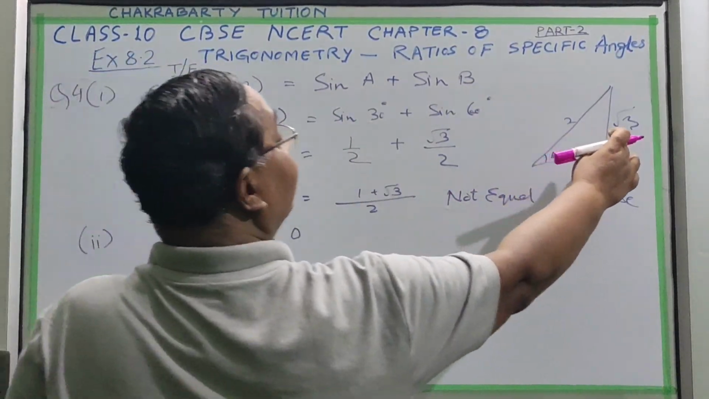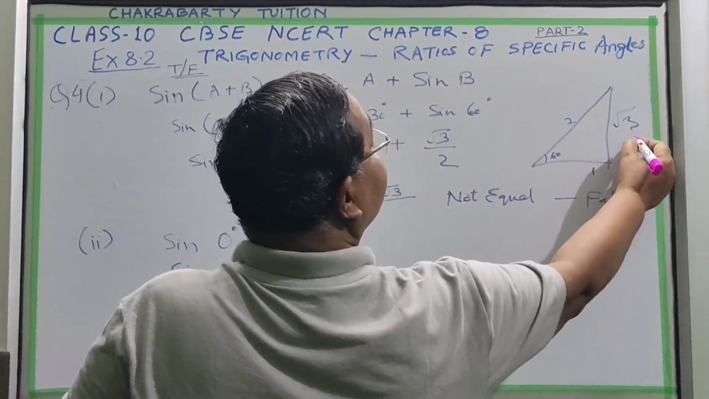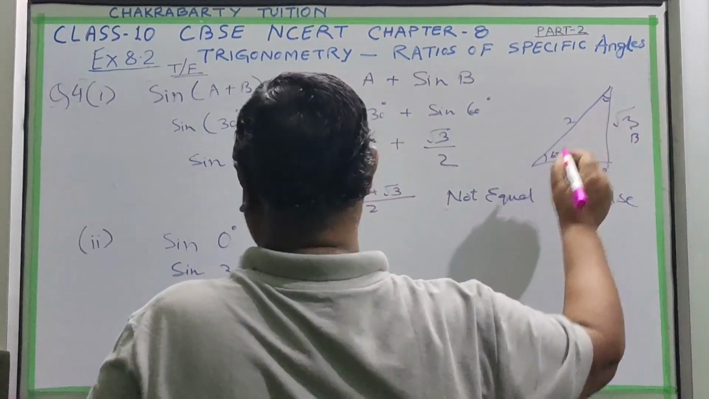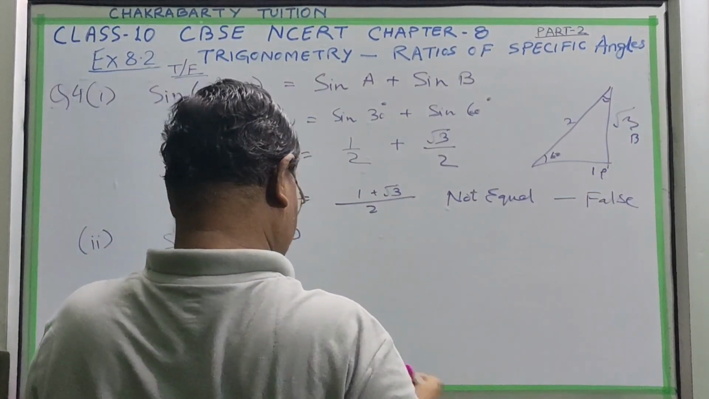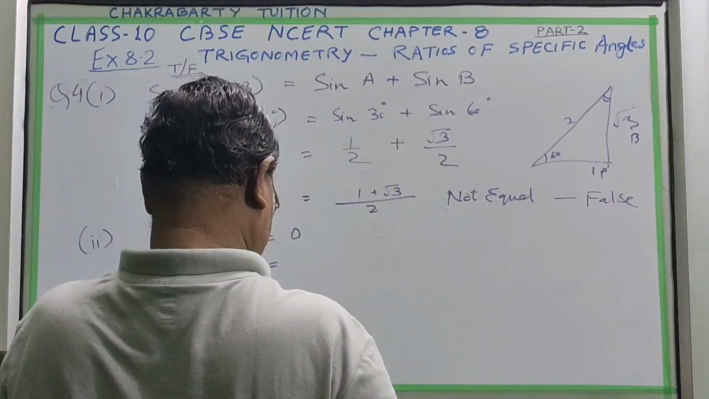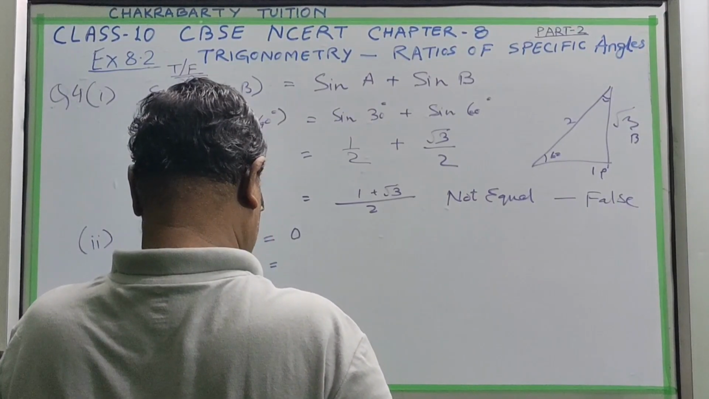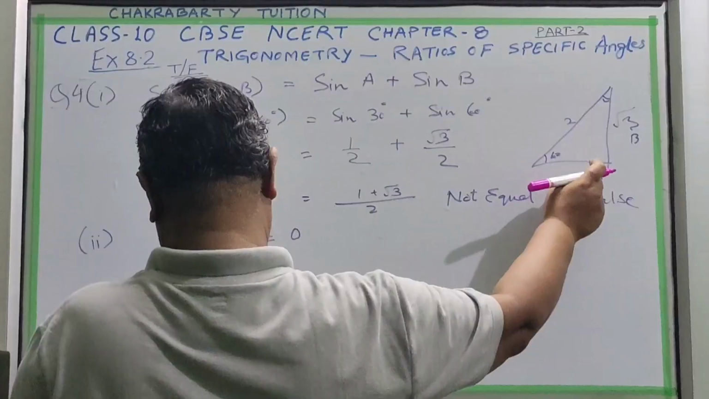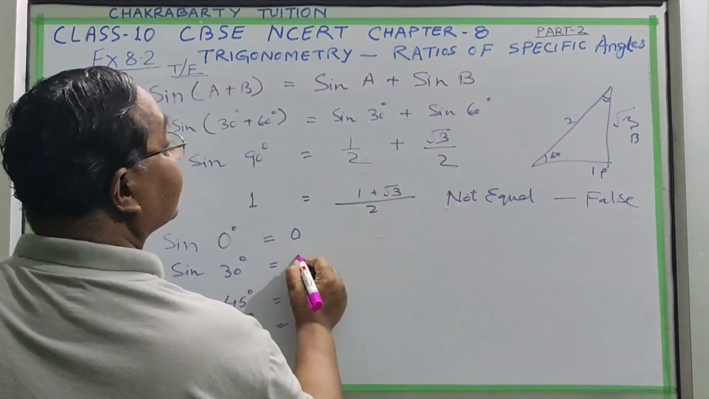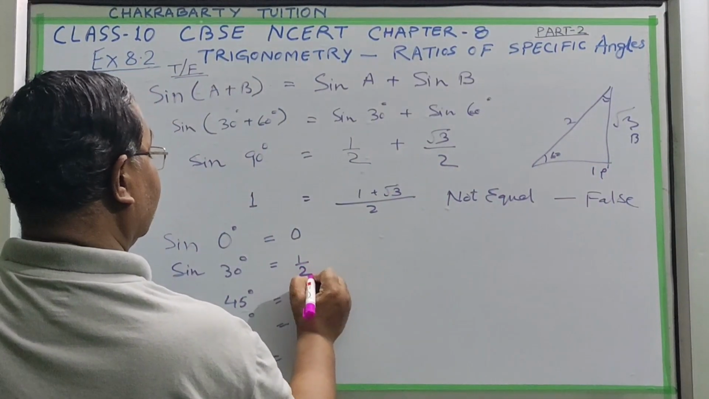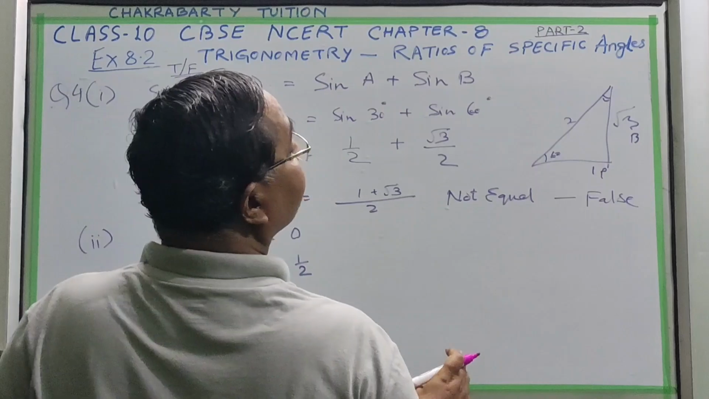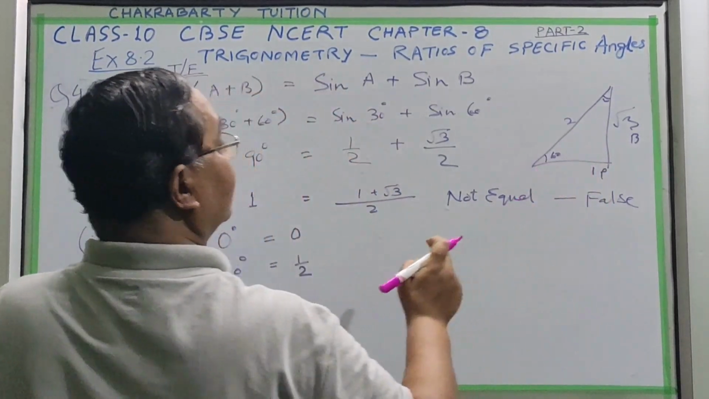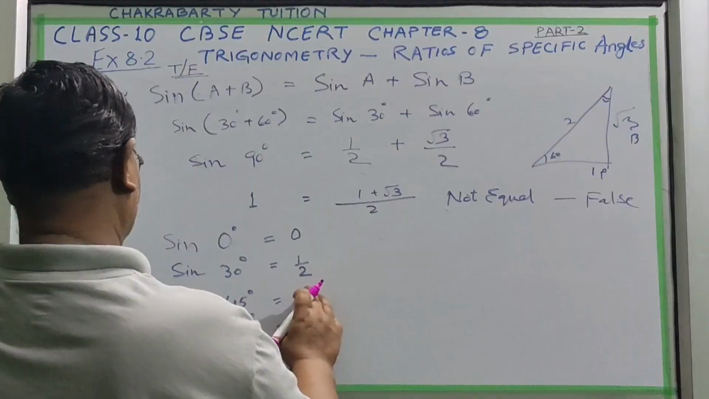So sine 30 will be, this is your base, and this becomes perpendicular when it is 30 degree. Sine 30 will be perpendicular over hypotenuse, it will become 1 by 2.